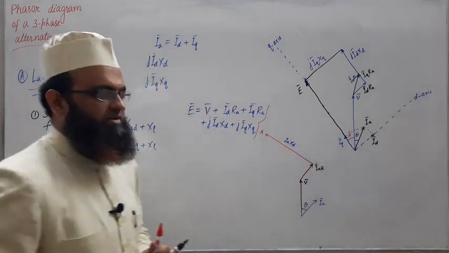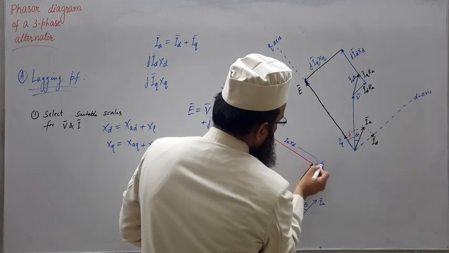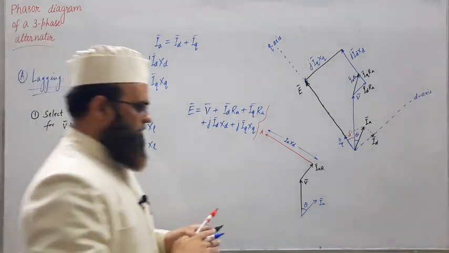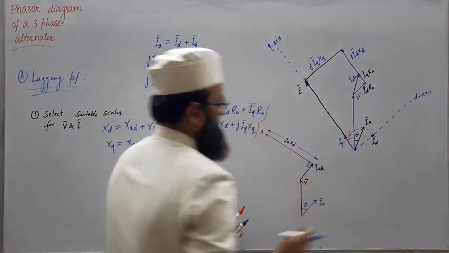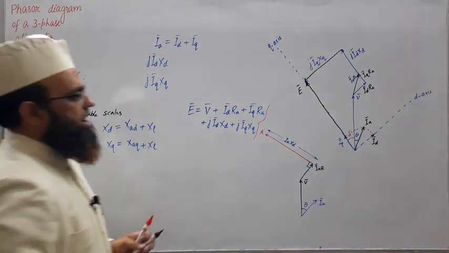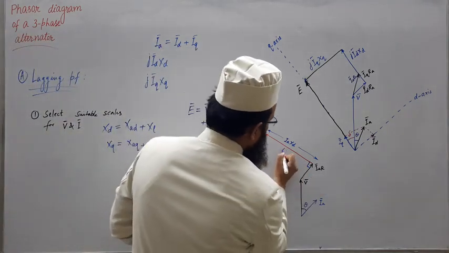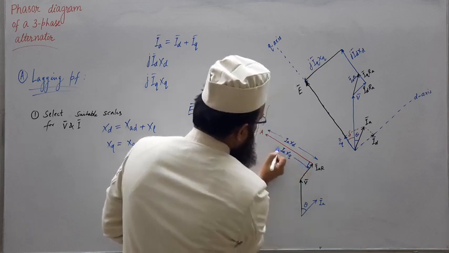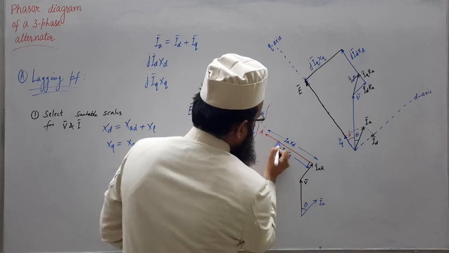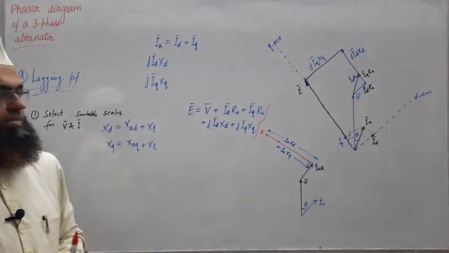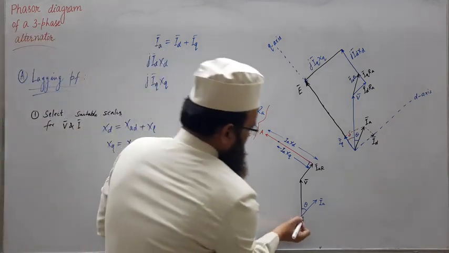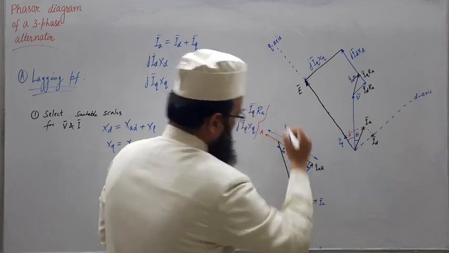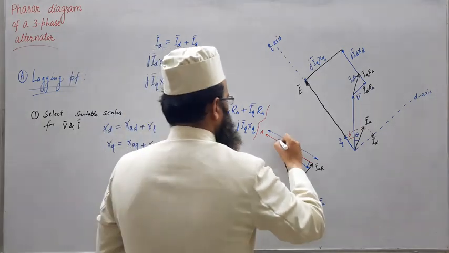We know that XD is greater than XQ in case of salient pole machine. So this length is IAXD and this is perpendicular to IA. Now cut IAXQ from this. So IAXQ, let us take from here till here. Let us take it IAXQ. Cut from this. Now join this point with this. Let us join it and extend it.